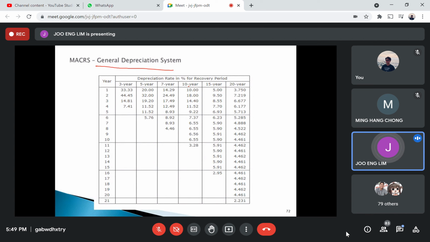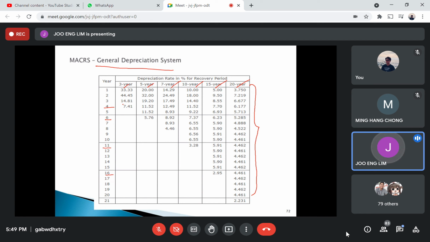This is the general depreciation table. So we have 3 years, 5 years, 7 years, 10 years, 15, 20 years. So you can have long ones. For 3 years we have 4 years, for 5 years we have 6 years, for 10 years we have 11 years, for 15 we have 16, for 20 we have 21. That's why you don't have 4, that's why you don't have 6, that's why you don't have 8. Right? Why?